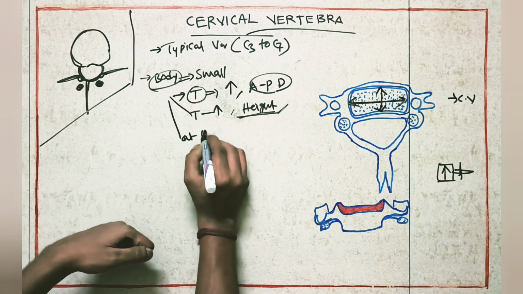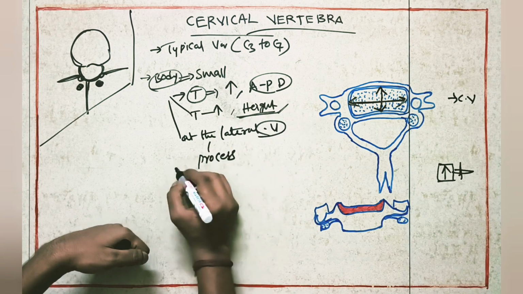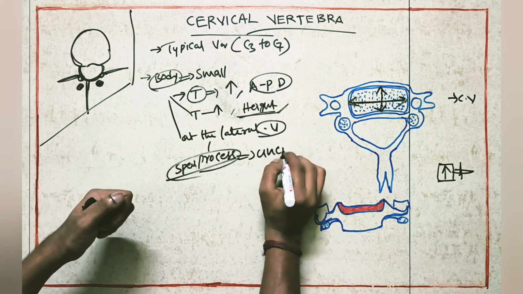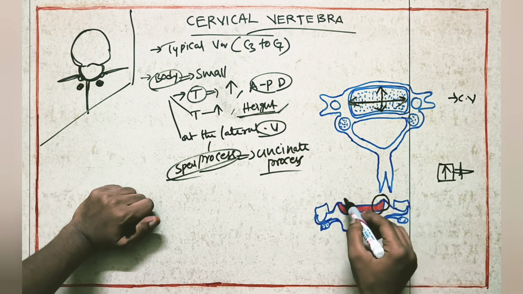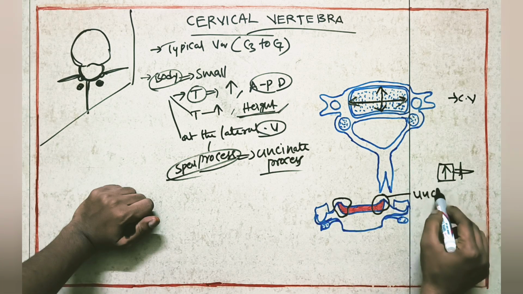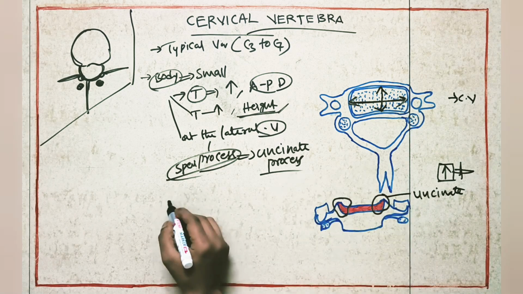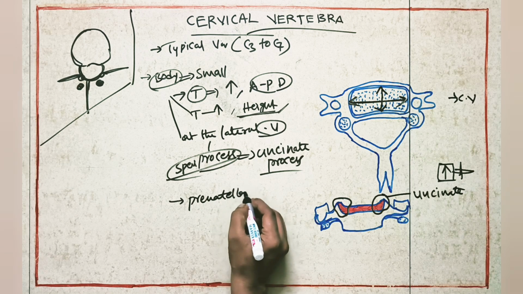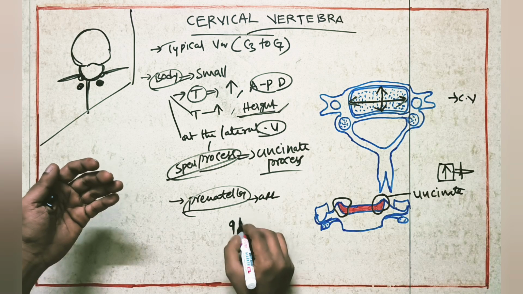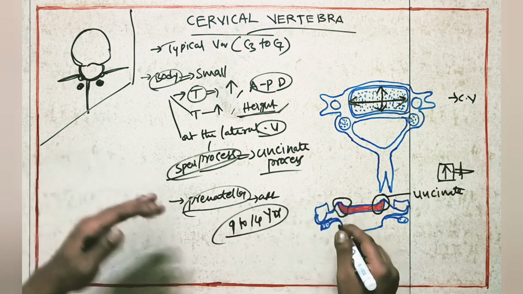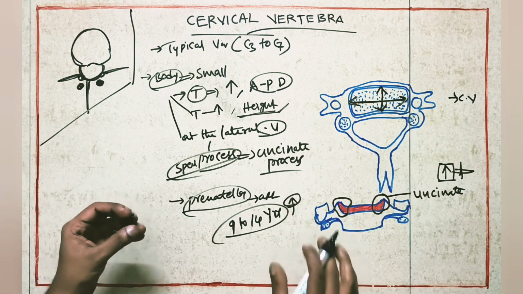At the lateral margins, the vertebra has some special processes, called uncinate processes. Here we can see these are the uncinate processes of the cervical spine. We can see this only in the cervical spine, and these uncinate processes start prenatally, before birth, and after birth, from 9 to 14 years, the uncinate process size will increase. Okay, this is about the body of the vertebra.